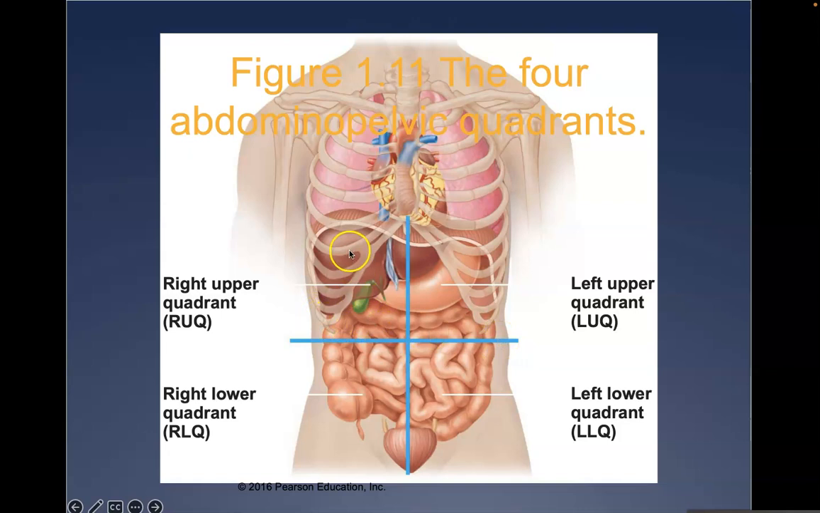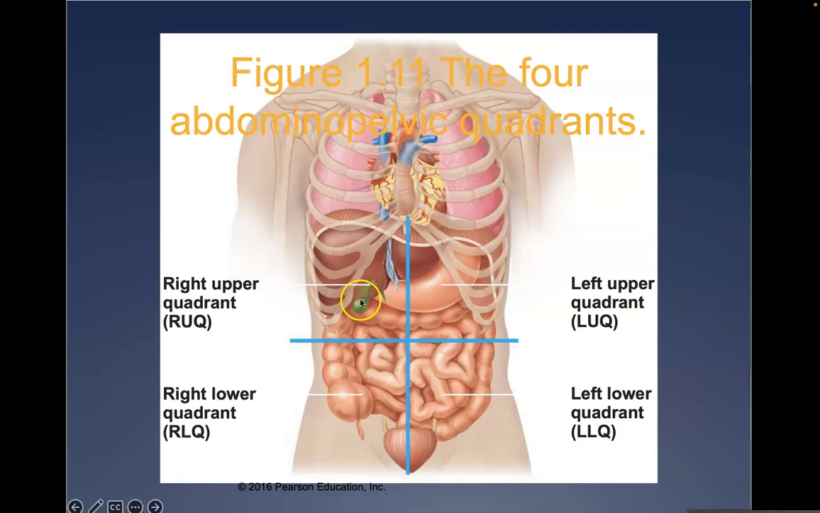Remember that this is on the patient, not on you. So this is their right upper quadrant. The RUQ means right upper quadrant, then left upper quadrant, left lower quadrant, LLQ, and right lower quadrant. When I did my EMT course, this is what you're going to reference.